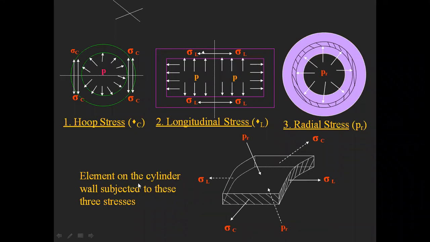An element on the cylinder wall is subjected to these three stresses. I took a small element in the thin cylinder, and from this element I can see how these three stresses act.